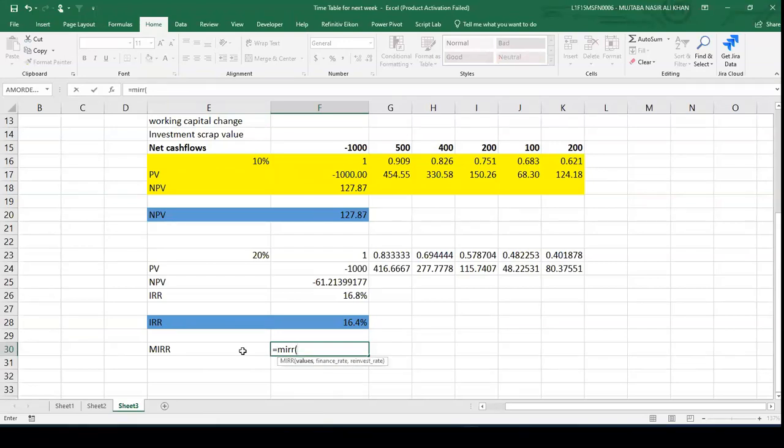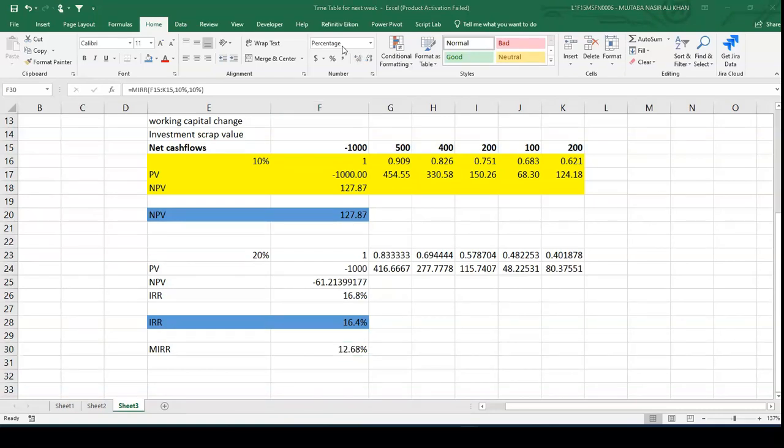MIRR is equal to, select all values. Then write the financing rate and the reinvestment rate. In our syllabus, normally financing rate and reinvestment rate both are the same, at 10% cost of capital. So MIRR is equal to 12.68%. So it is very simple, guys.